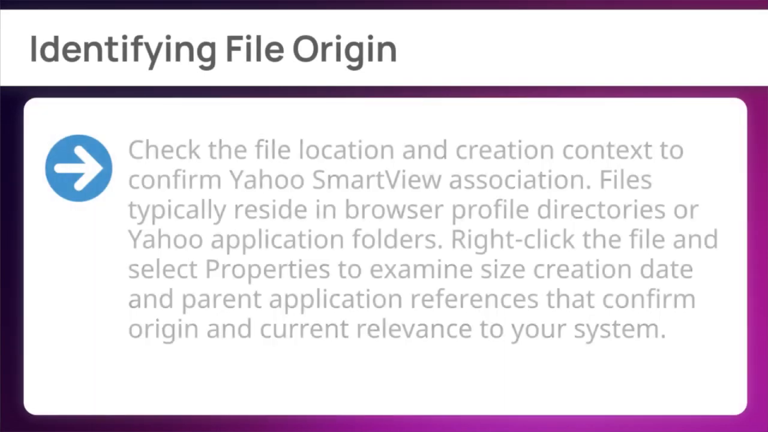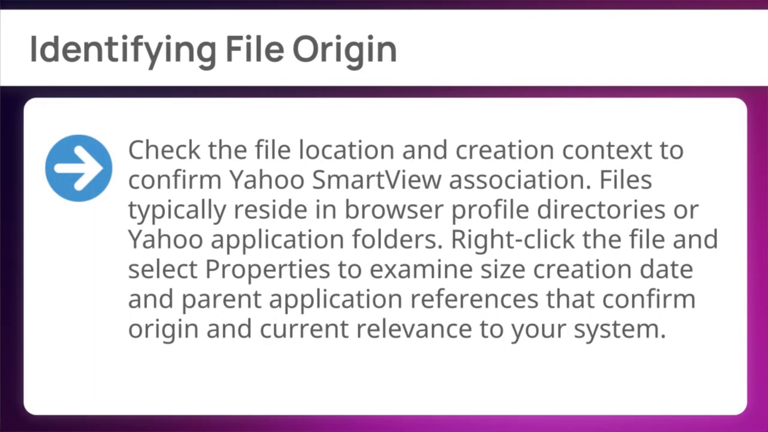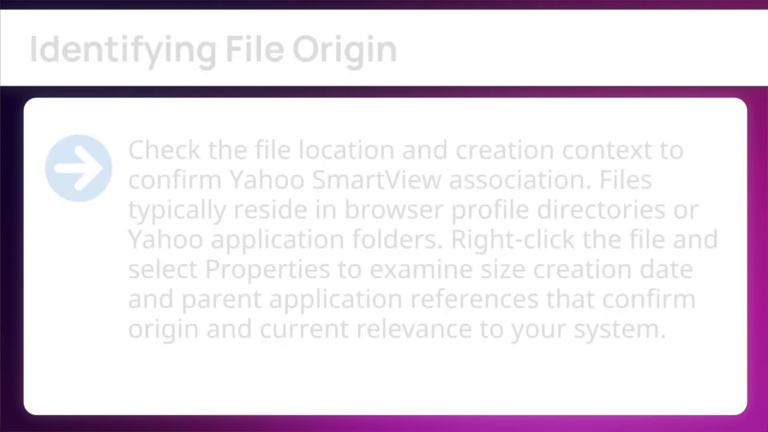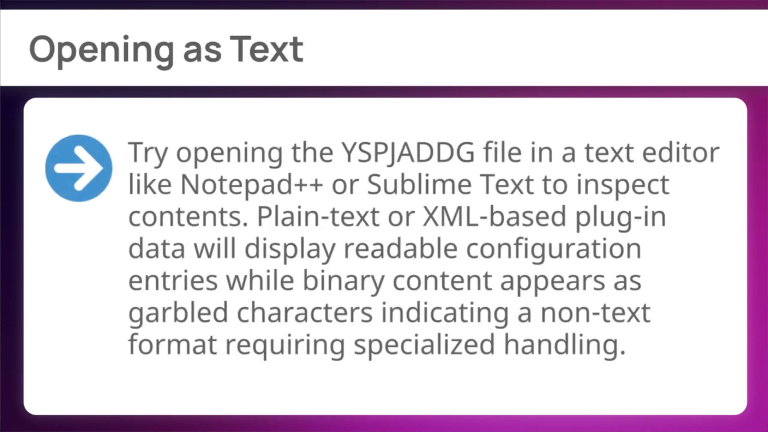First, identifying file origin. Check the file location and creation context to confirm Yahoo SmartView association. Files typically reside in browser profile directories or Yahoo application folders. Right-click the file and select Properties to examine size, creation date, and parent application references that confirm origin and current relevance to your system.